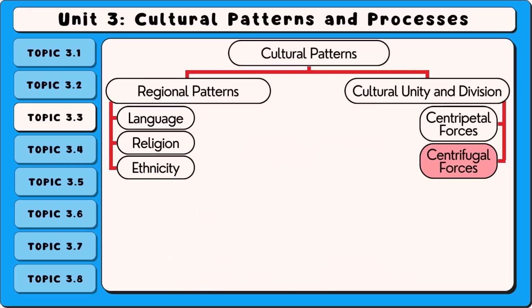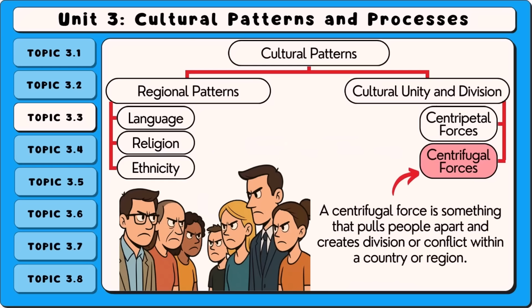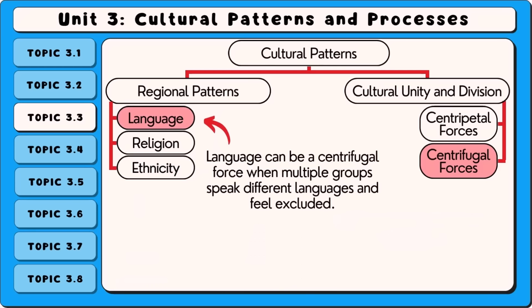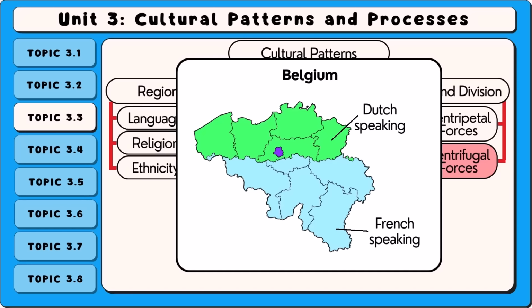Now let's look at centrifugal forces. A centrifugal force is something that pulls people apart and creates division or conflict within a country or region. Here are some ways language, religion, and ethnicity can be centrifugal forces. Language can be a centrifugal force when multiple groups speak different languages and feel excluded. In Belgium, tension exists between Dutch-speaking Flemings and French-speaking Walloons, and language divisions have influenced political disagreement.